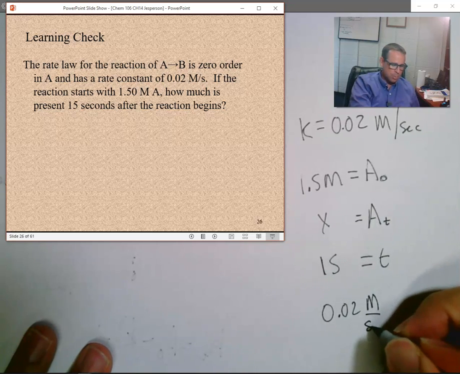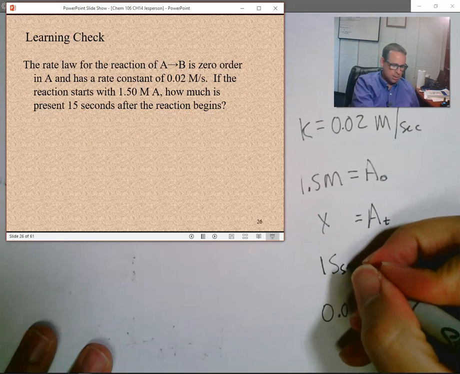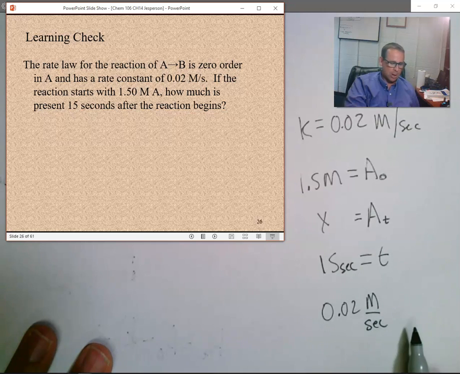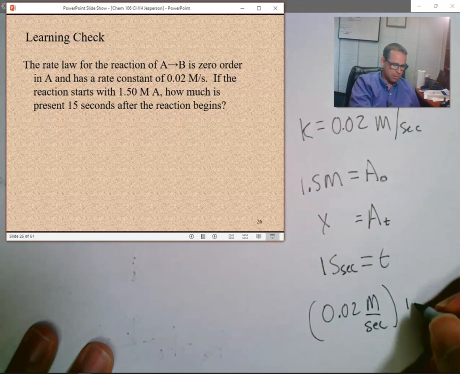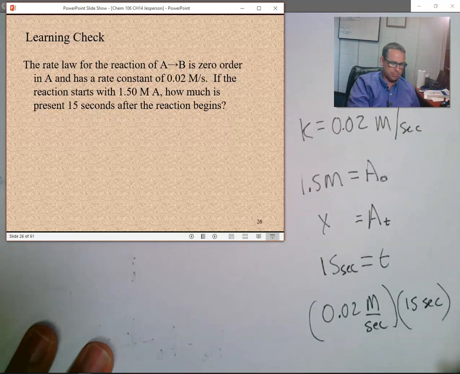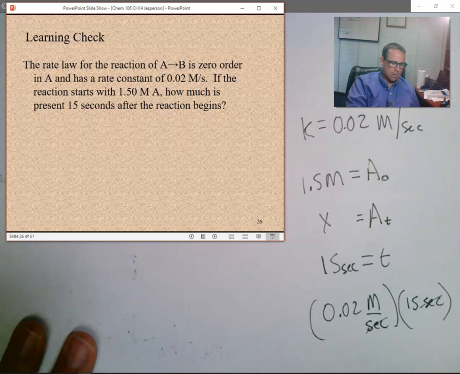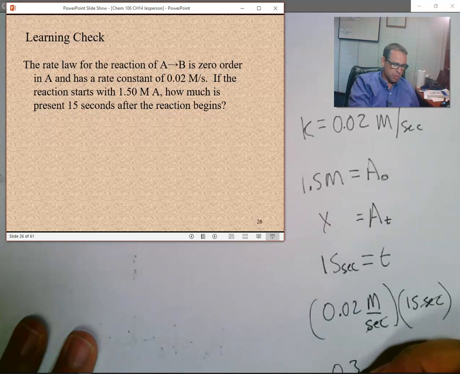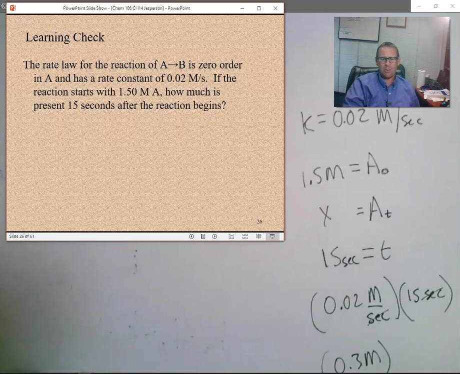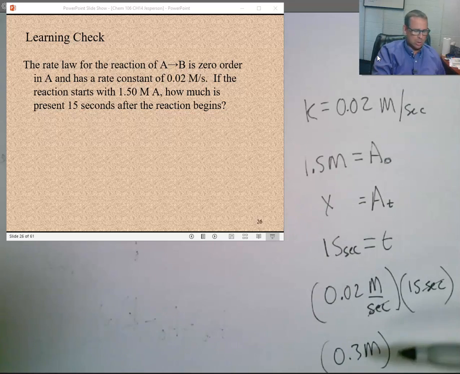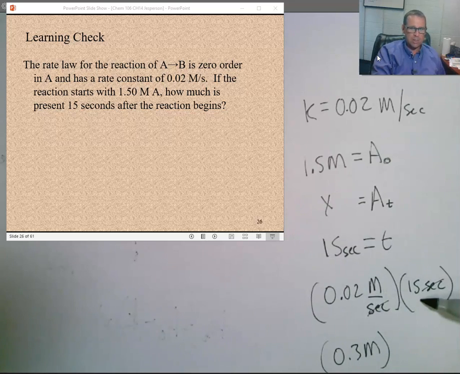So if I include my units, molar per second, this is in seconds, 0.02 molars for every second. Am I going to divide that by 15? Multiply it by 15? Yeah, I'm going to multiply it by 15 because why? What did that do for me when I multiplied it by 15? It got rid of the seconds. Yeah. And so now the answer to this question, 0.3 molar. And what is that? What did I just solve for? That is how much you're going to lose in those 15 seconds.